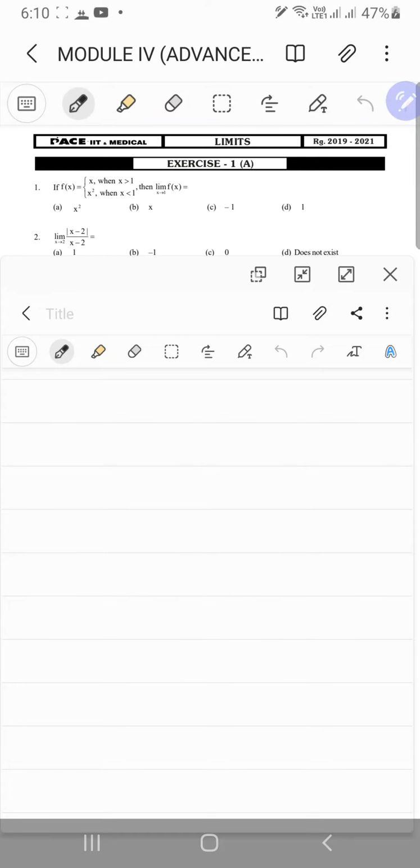It's exercise A. Let's do it. So the first question: f of x is x when x is bigger than 1 and x squared when x is less than 1. Then the limit as x approaches 1 of f of x is?